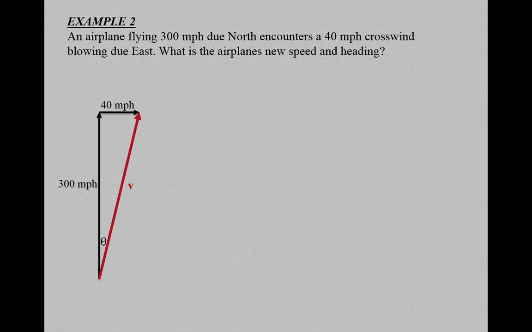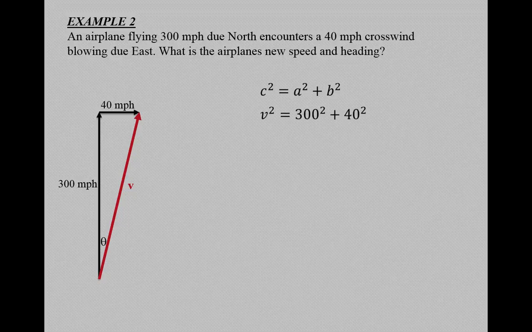Okay, so this is much like the last problem. We can just go ahead and use Pythagorean's theorem to solve for the velocity, plugging in our two side lengths of 40 and 300, and solving for velocity we get 303 miles per hour.